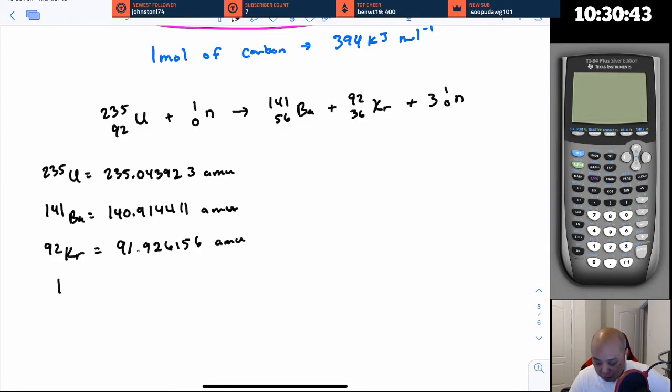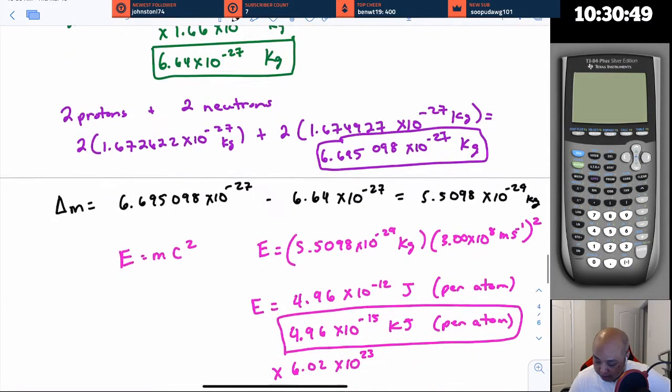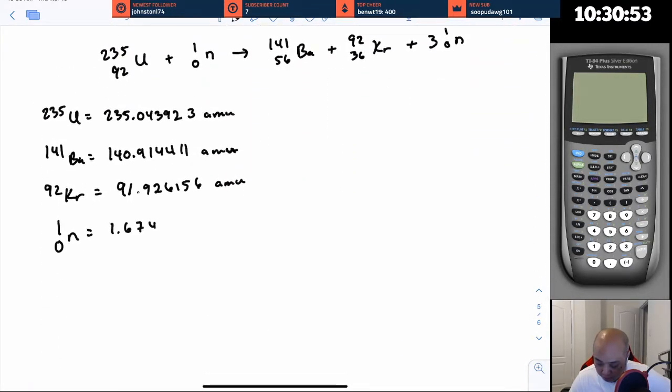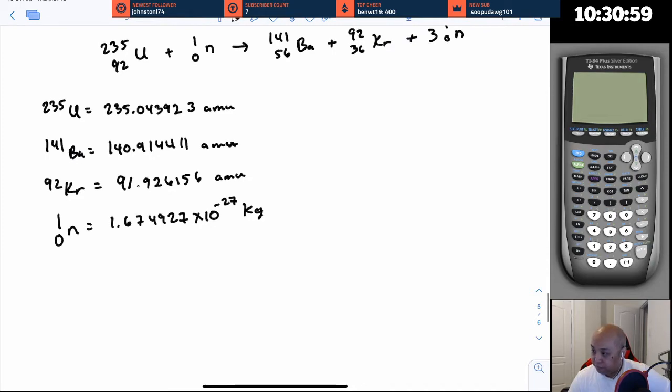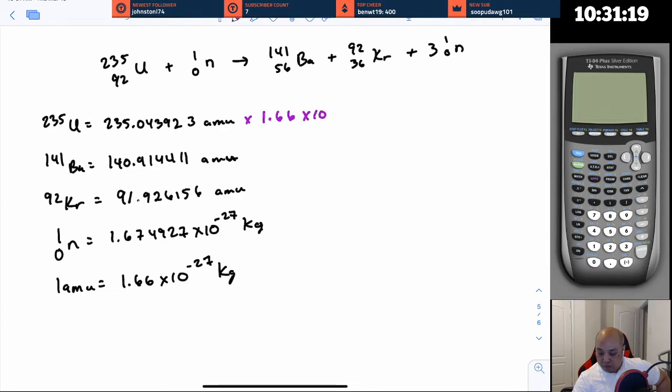Now, we already know that one neutron is equal to, I don't know the number off the top of my head, 1.674927 times 10 to the negative 27 kilograms. And then we have one AMU is equal to 1.66 times 10 to the negative 27 kilograms. So with all that information, we can convert all of these values into kilograms.